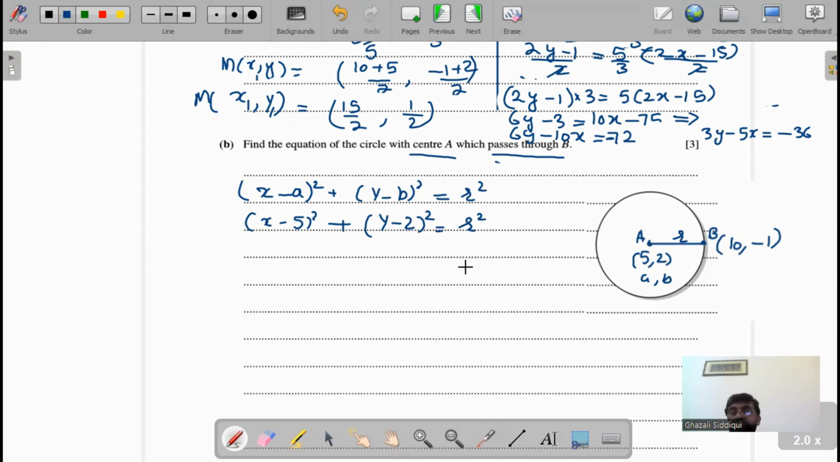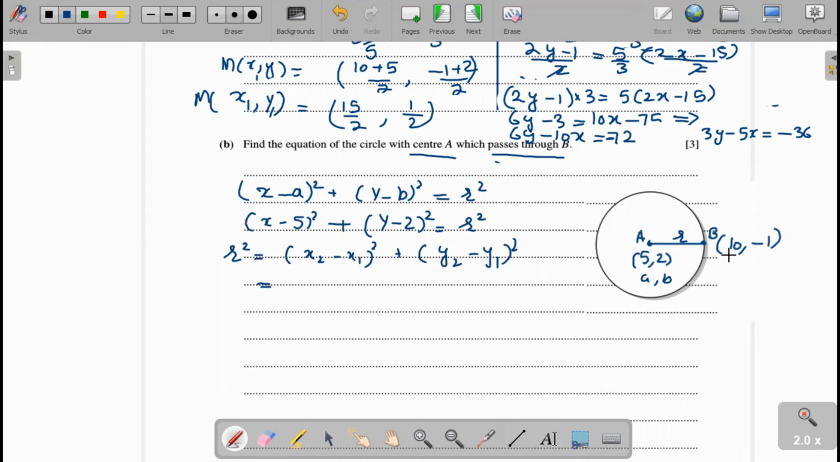Now we can find the radius of the circle by using the distance formula. r² will be equal to (x2 - x1)² + (y2 - y1)². That's equal to (10 - 5)² + (-1 - 2)². That radius squared will be equal to 5², that is 25, and (-3)², that is equal to 9.